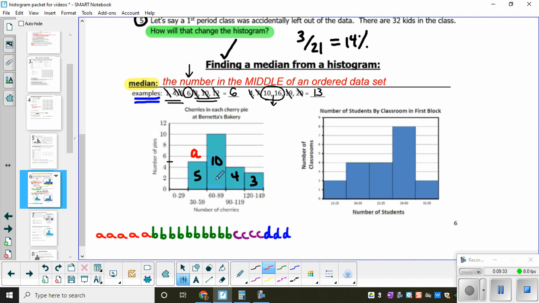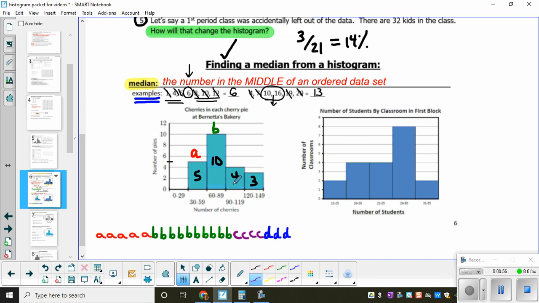Now the next column here has between 60 and 89 cherries, and we can see that there's 10 pies that have that many cherries in them. So I'm just going to let this category be represented by the letter B. And I've got 1, 2, 3, 4, 5, 6, 7, 8, 9, 10. Those are the 10 pies that are in this category. I'm going to keep going here.